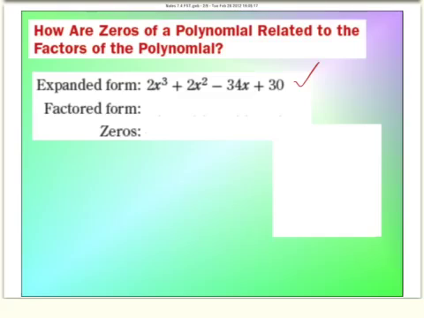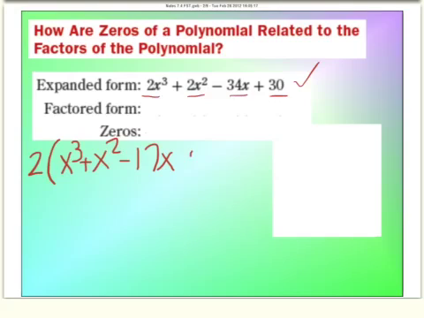So to factor this one, there's a couple of ways you could start. The first thing I would encourage you to do is look for some GCFs, or a greatest common factor. And you can pull out of all 4 of these terms the factor of 2. So let's go ahead and do that. It'll give us the 2, and it'll leave us with x cubed plus x squared minus 17x plus 15.